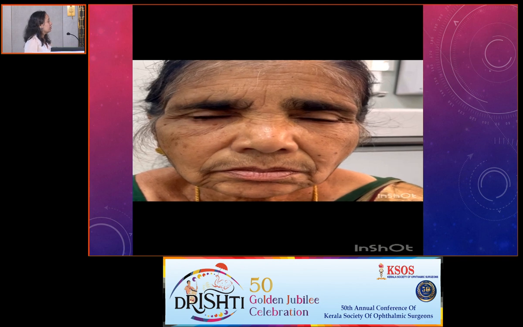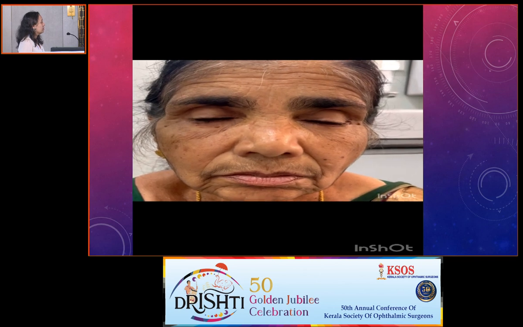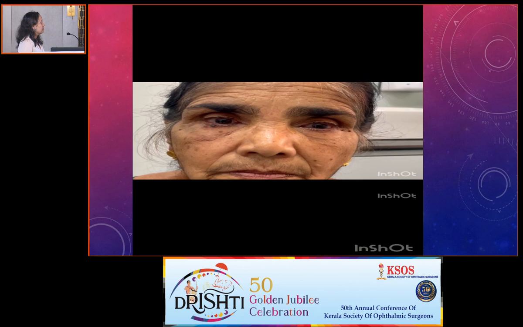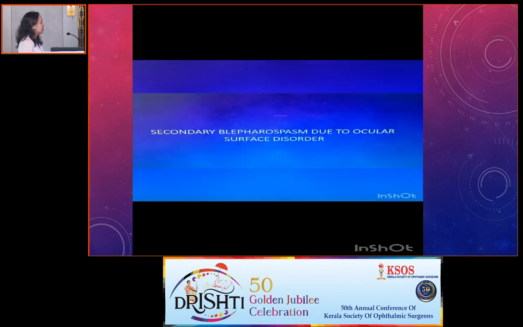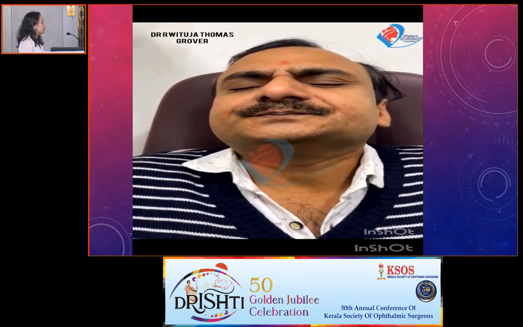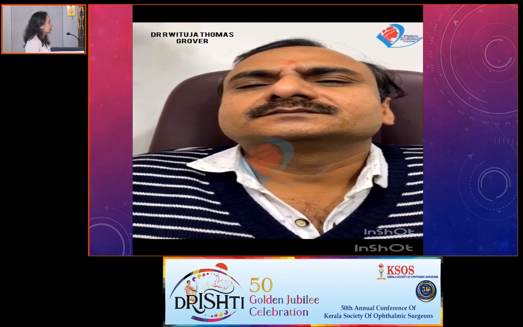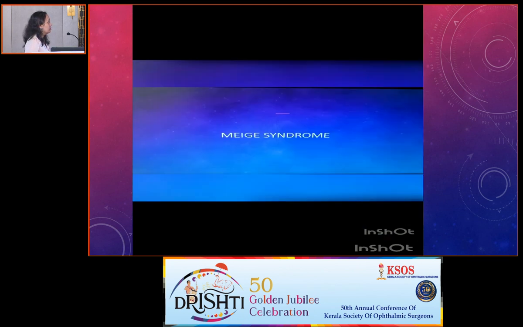This patient has mild blepharospasm, but after instillation of topical anesthesia, she looks better. So this is a case of secondary blepharospasm due to ocular surface disorders. We can see the spasms in this patient mainly involve the lower part of the face, which is known as oromandibular dystonia. He also has blepharospasm and cervical spasm. So this is a case of Meige syndrome.